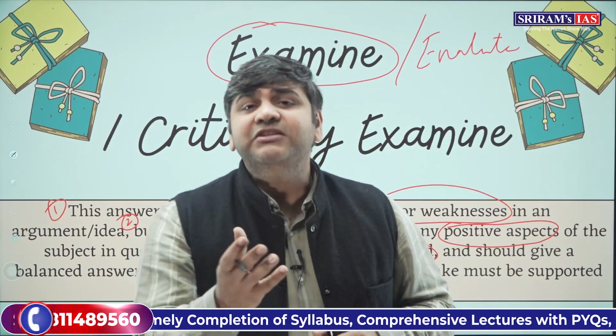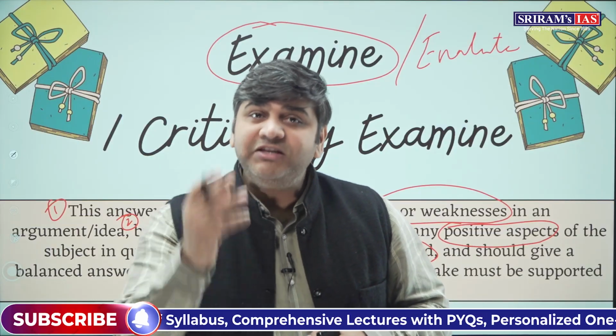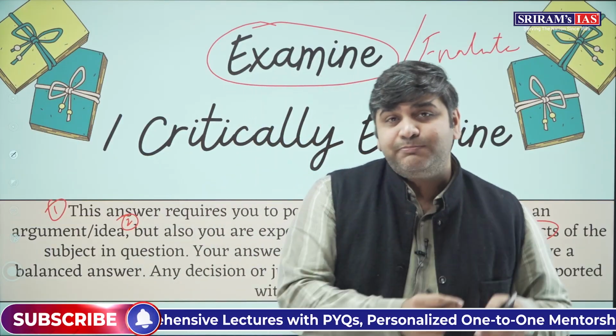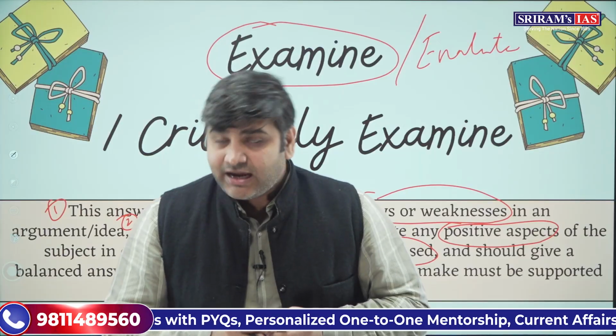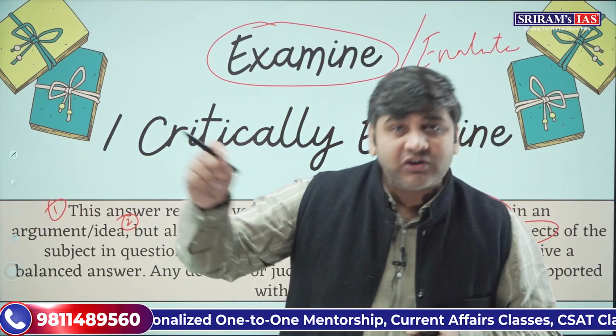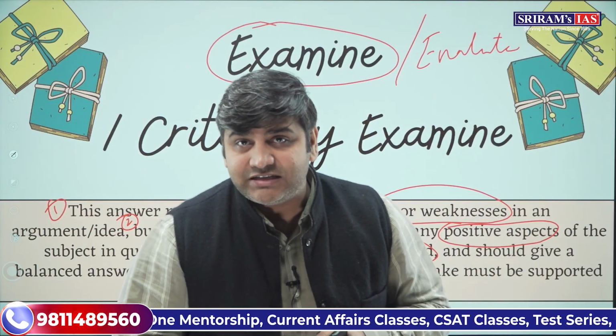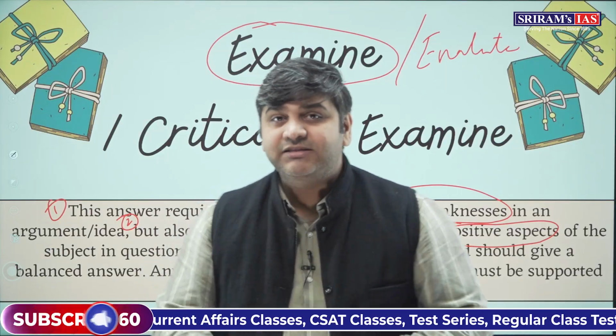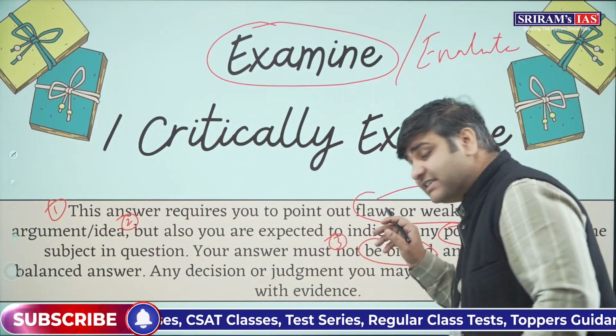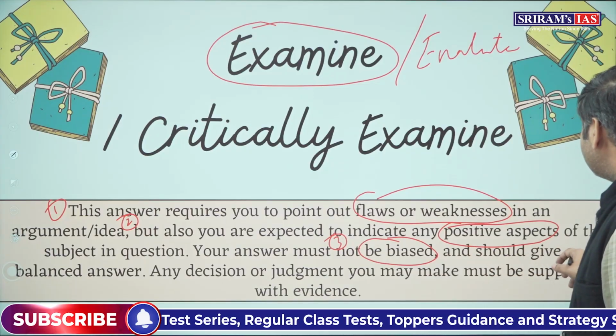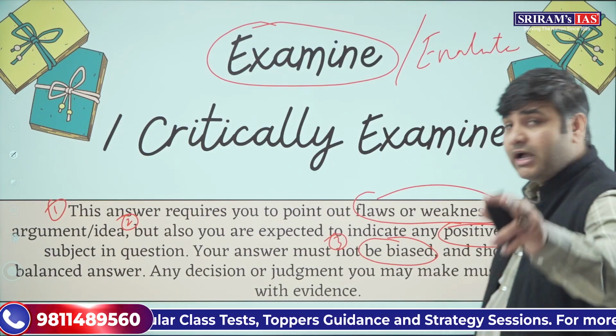You have to point out the flaws. You have to point out the negative aspect in the argument or the idea. At the same time, you have to point out the positive aspect of the argument or idea. But you have to keep the balance. You cannot look biased. This is the third important thing here, and you should give a balanced answer.